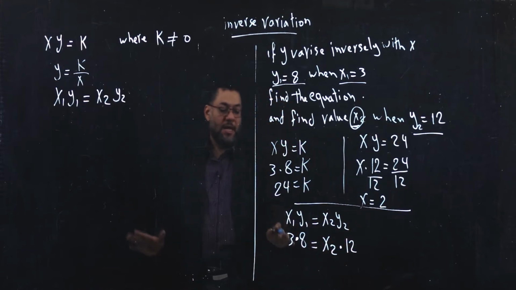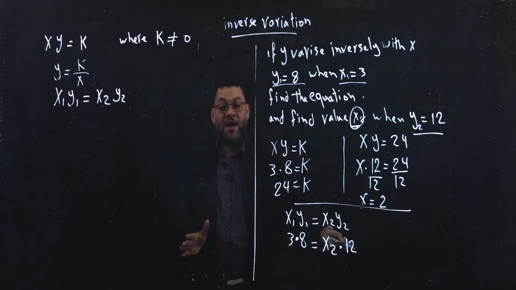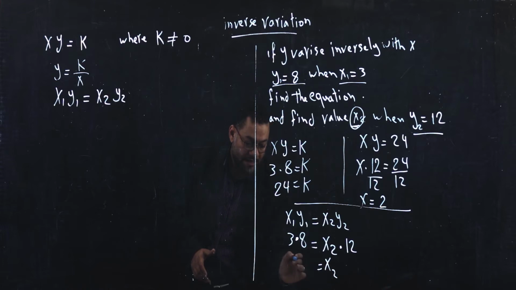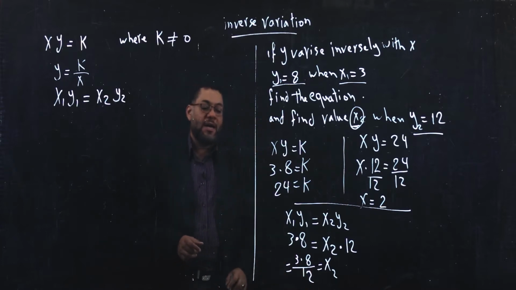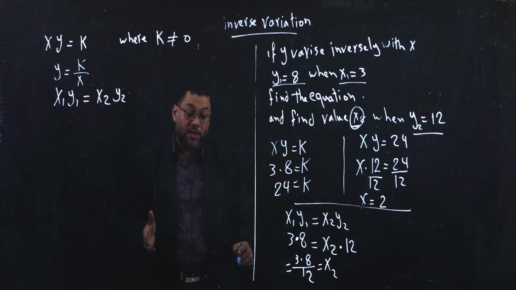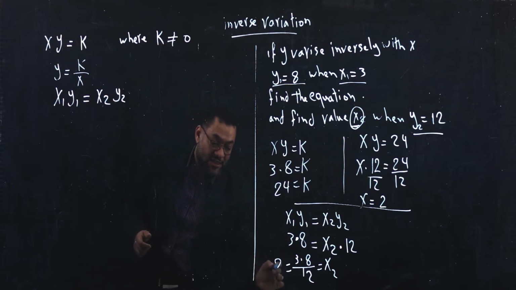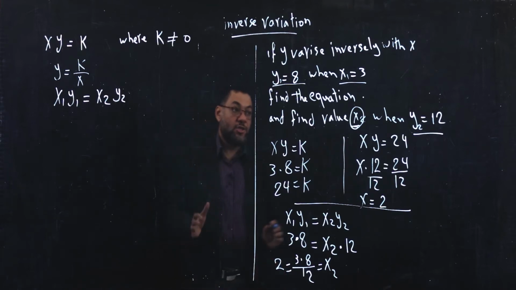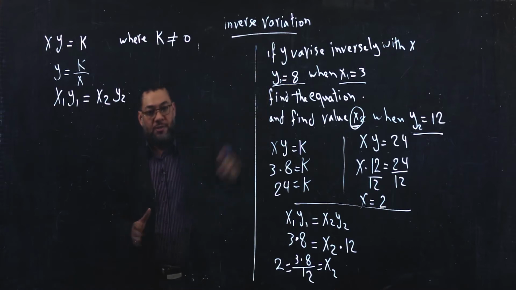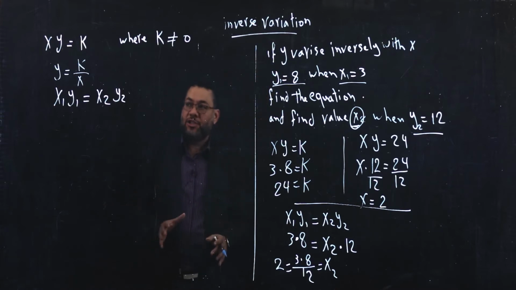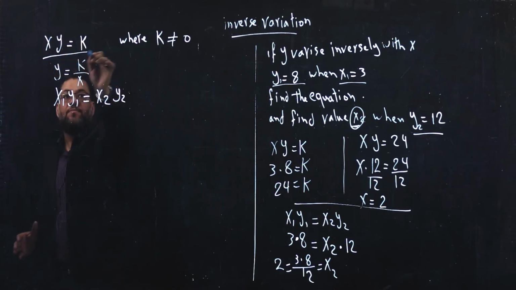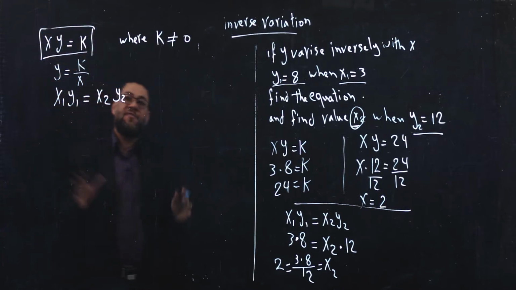So just multiply 3 by 8 and divide by 12 to get x2. So x2 will be equal to 3 multiplied by 8 divided by 12. 3 multiplied by 8 equals 24, divided by 12 equals just 2. Okay? So this is inverse variation. About this equation, how to graph it? How to graph inverse variation?